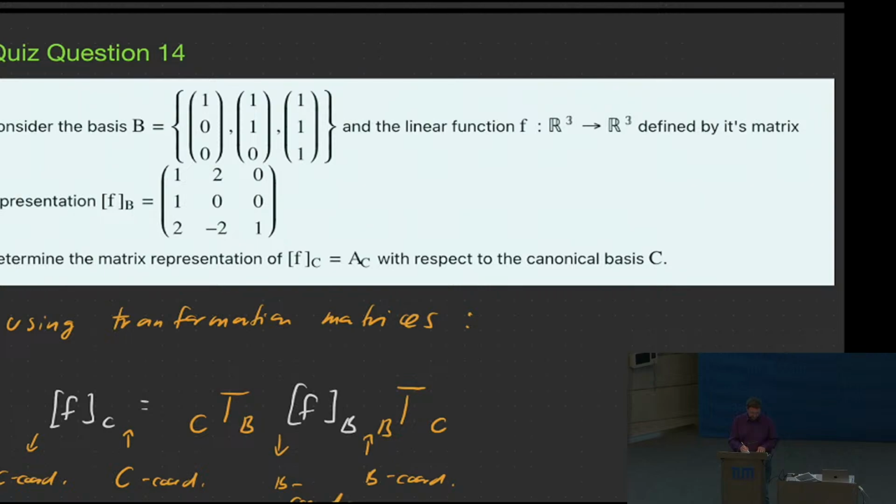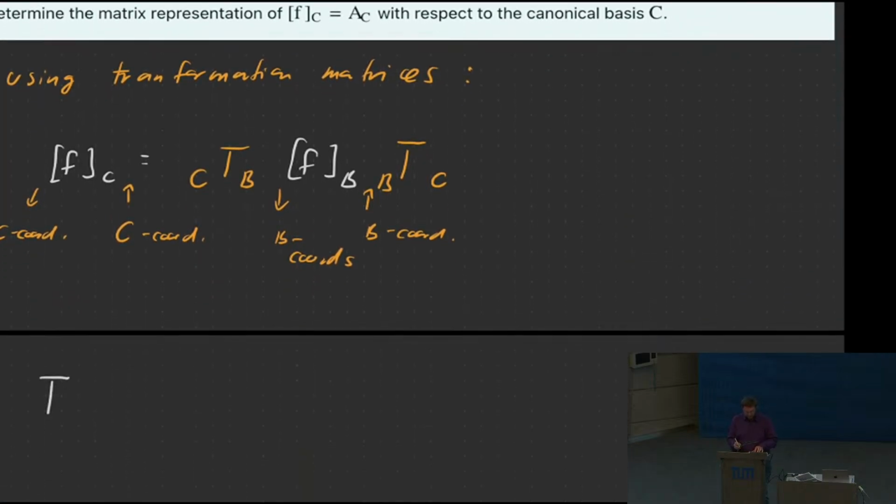Well, remember, B consists of those three vectors. The B coordinates of those vectors are 1, 0, 0, 0, 1, 0, and 0, 0, 1, the first, the second, and the third coordinate vector after all. And those are then the C coordinates of those vectors. So it's very easy to get from B to C because the C coordinates are written in that basis already. So that's what we want.